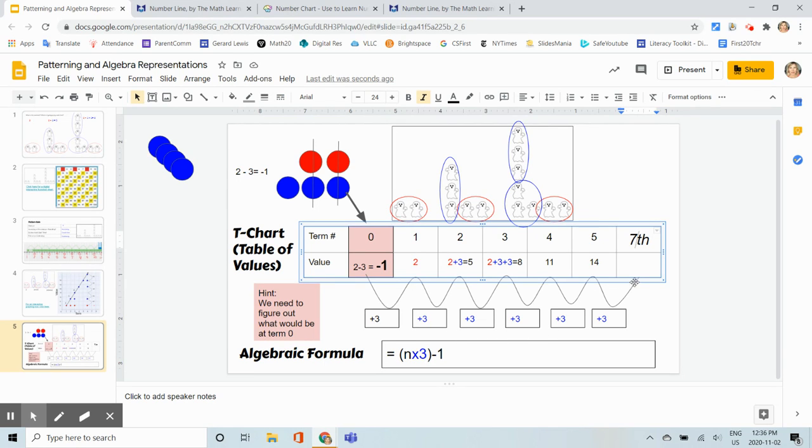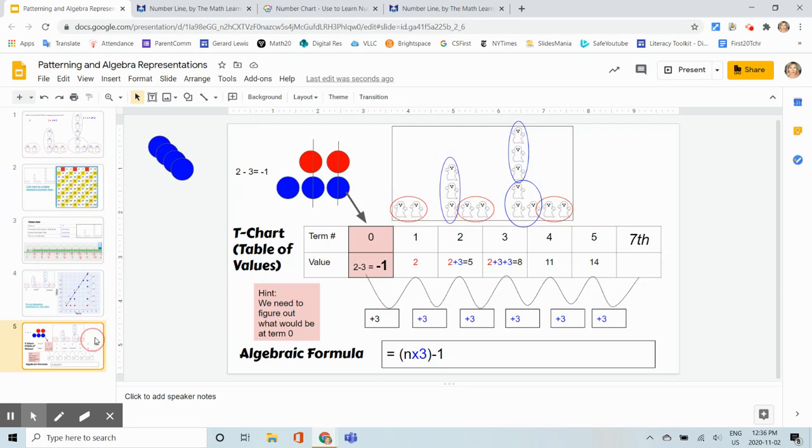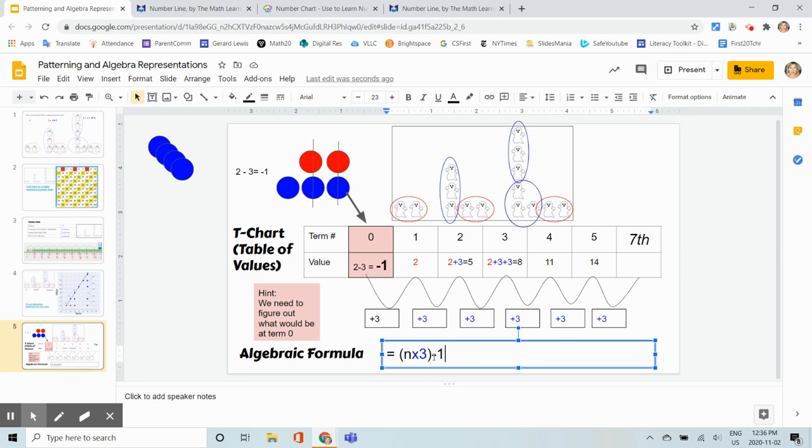The problem is 7 times 3 is 21. But we can see here that our answer is 20. So 21 cannot be true. So we have to make an adjustment. This is where this part comes in right here. I can tell you that the next part is -1.